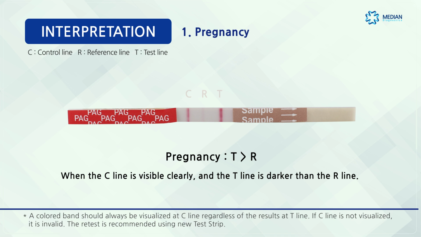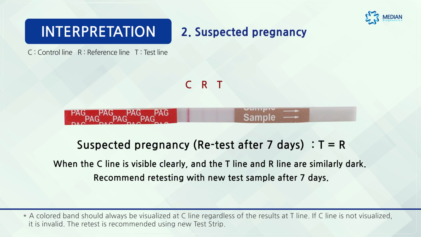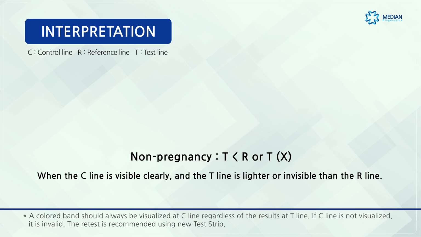Now, let's look at how to interpret the results. Pregnancy is indicated when the C line is clearly visible and the T line is stronger than the R line. Suspected pregnancy is indicated when the C line is visible and the T line and R line show similar intensity. In this case, retesting with a new sample after 7 days is recommended.